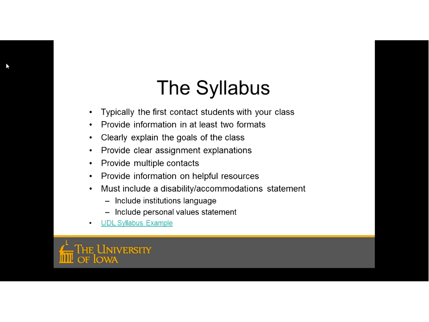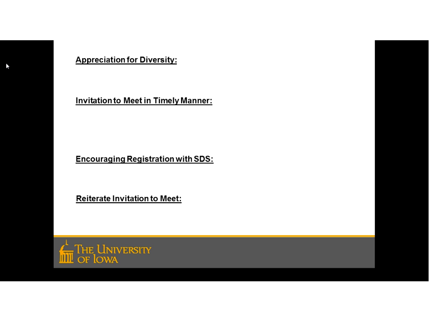But when you talk about that, there is university language that you need to include, but we also say, include personal values into that as well. You can add to what the university has in there, saying something about, I appreciate diversity and learning, I'm willing to work with a student that has a disability. By doing that and providing that kind of language, what you're doing is really setting up a student to feel more comfortable to come and work with you and open up about some of the issues that you might have in class.